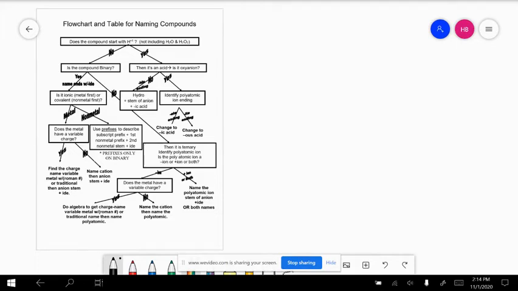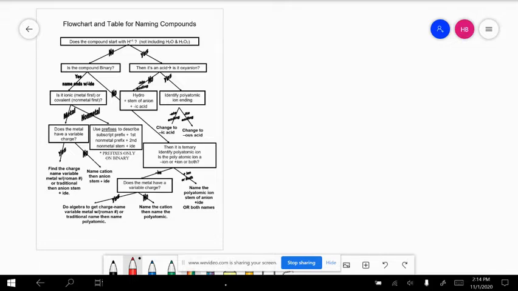We're going to go on to naming compounds. This is your naming flowchart. I will post it in the assignment for you. And we're going to learn how to use this naming flowchart so we can start to learn how to name compounds. So hopefully you got a little bit better at the charges, and that's going to help you naming compounds.